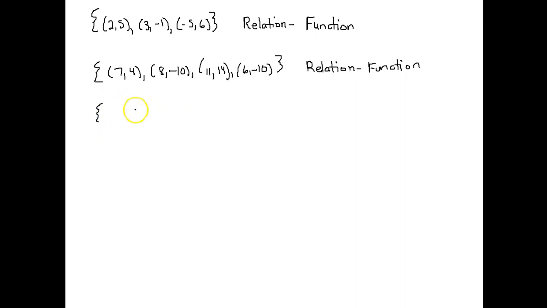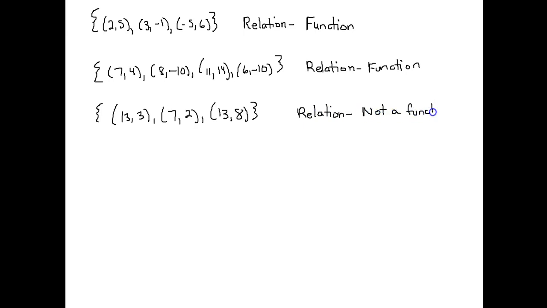And then here's an example of one that's not a function. This is a relation, not a function. Because you have 13 here, and you also have 13 here. So the x value repeated. It's like, oh, not a function. So the input of 13 had two outputs, a 3 and an 8.